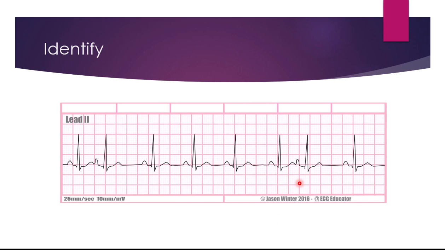Now, one of the things that I want to point out to you is this space, and this space. This is known as a compensatory pause. You will often see it, not always, but you'll often see it in rhythms that have premature beats in them. And remember, we're learning about premature atrial contractions now. The junction also has premature beats, and the ventricles also have premature beats.